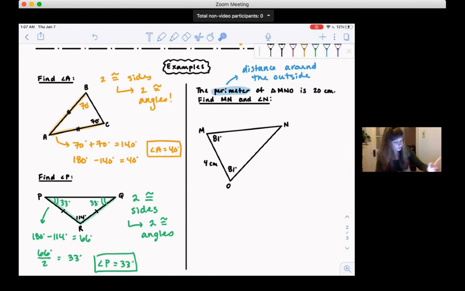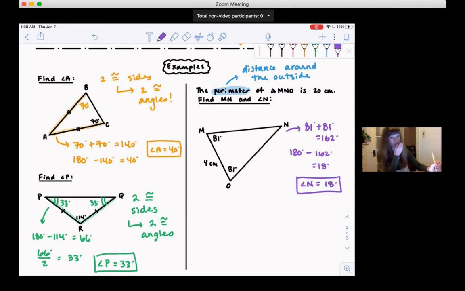Okay, well, angle N is not that hard. We already have two of the angles, so we can just use triangle sum to find angle N. So 81 plus 81, that's 162. We know all the angles together make 180, so let's do 180, take away 162. And we get 18 degrees. So angle N is 18. And that was just triangle sum. We didn't need to use anything about isosceles triangles there.